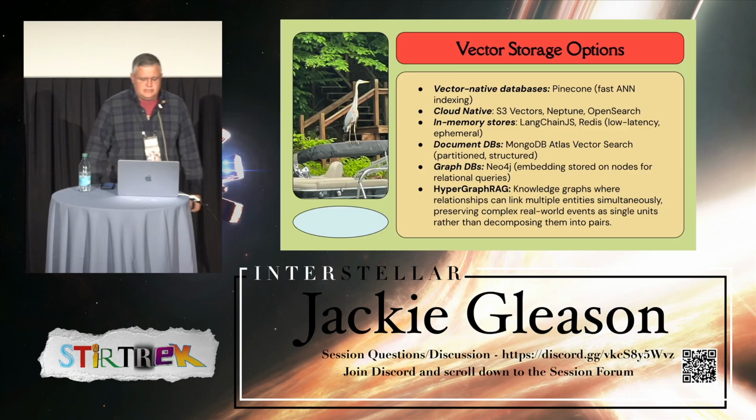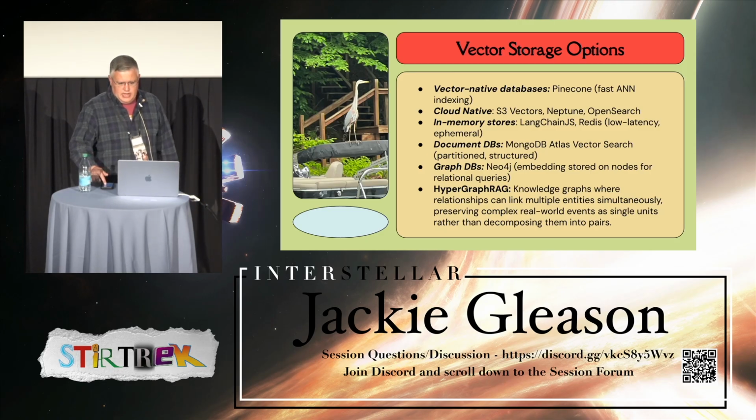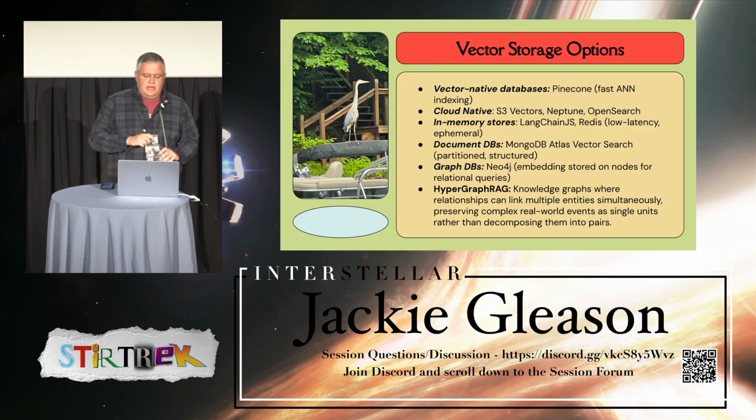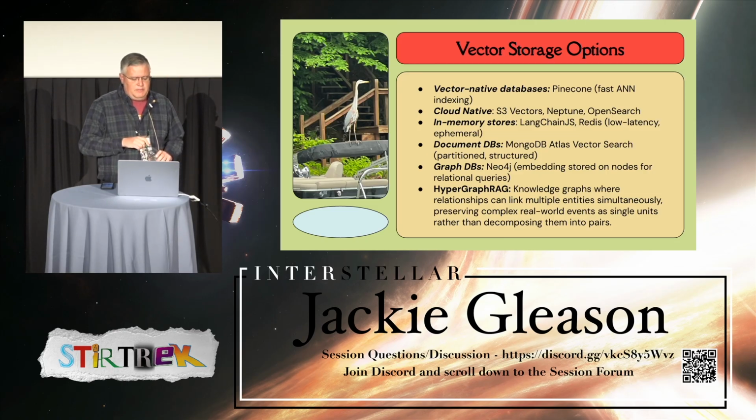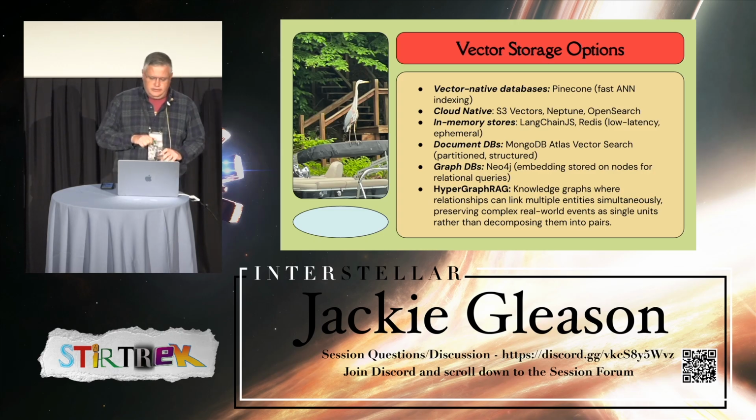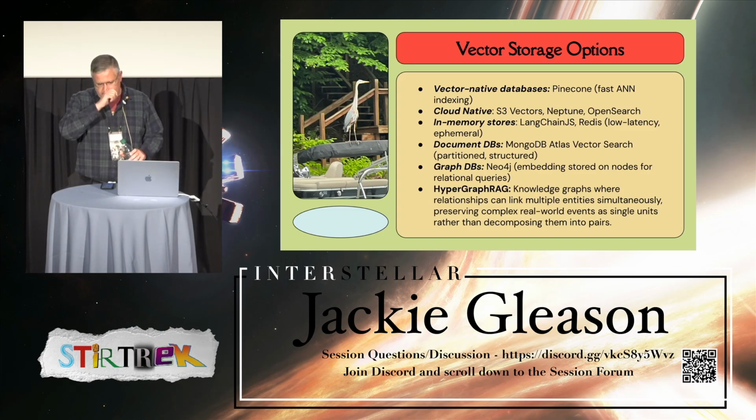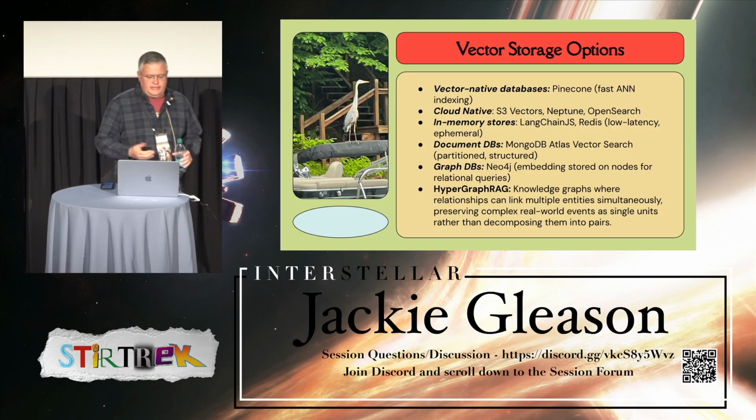So we talked about this a little bit. These are some of the options that we have for vector storage. There's, of course, the vector native databases, which are the first ones to come out, and that's ones like Pinecone. Like I talked about a little bit ago, we have cloud native ones. There's in-memory ones, right? So LangChain.js, Redis, all of those have in-memory stores that are available. Document databases such as MongoDB Atlas Vector Search. Graph databases, like I said, all of these just have different reasons to use them.